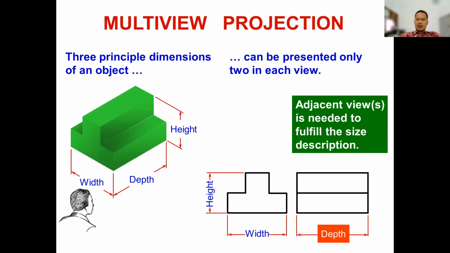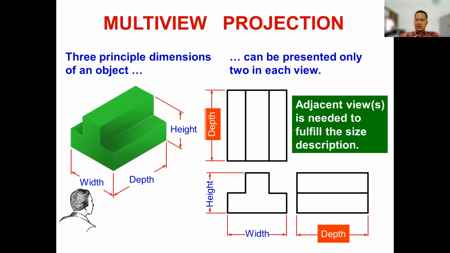We have two views in the right side here. Adjacent views are needed to fulfill the size description. You see here, depth in the top view and right view is the same.